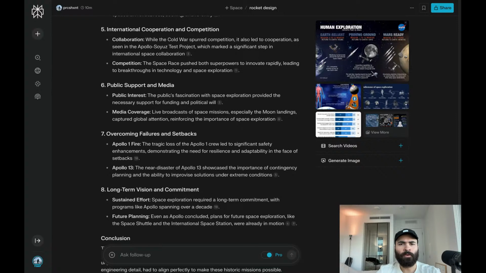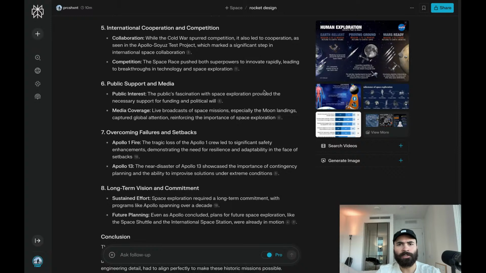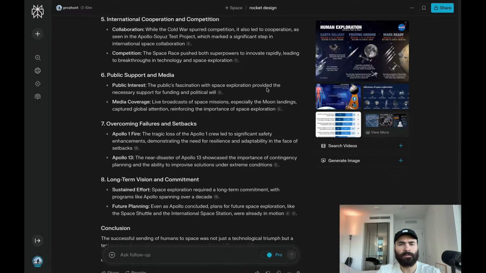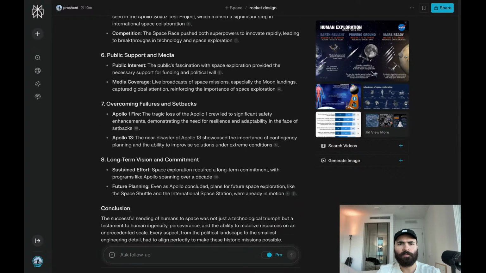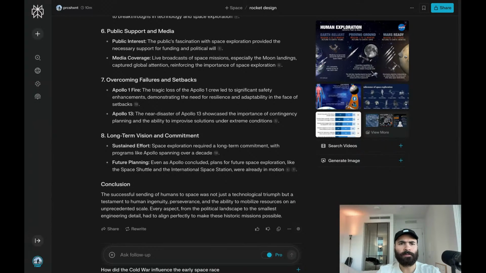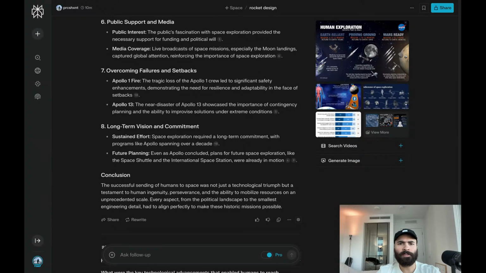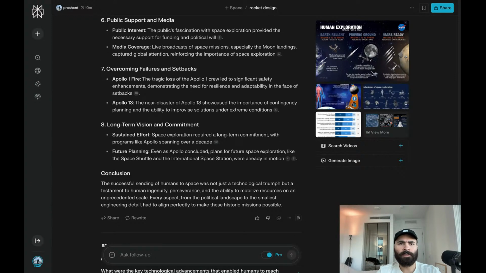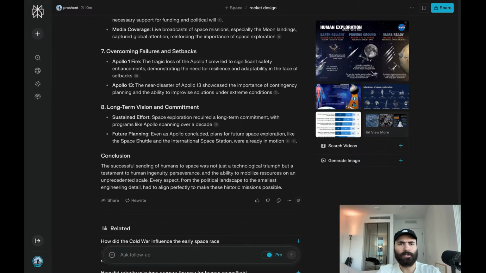Collaboration. While the Cold War spurred competition, it also led to collaboration, as seen in the Apollo-Soyuz Test Project, which marked a significant step in international space collaboration. The space race pushed both superpowers to innovate rapidly, leading to breakthroughs in technology and space exploration. The public's fascination with space provided the necessary support for funding and political will. Live broadcasts of space missions, especially the moon landings, captured global attention, reinforcing the importance of space exploration.